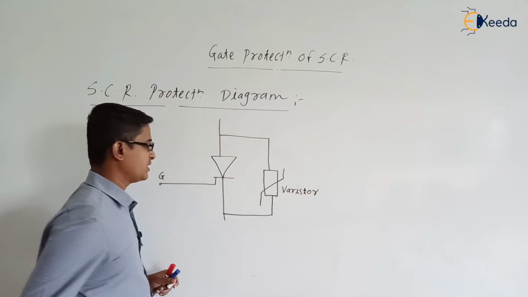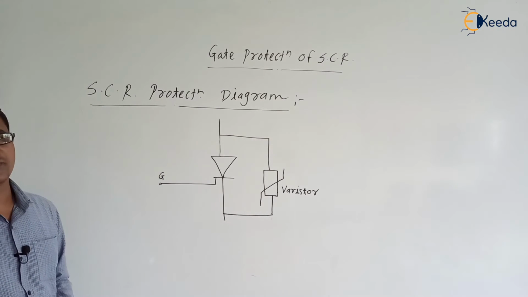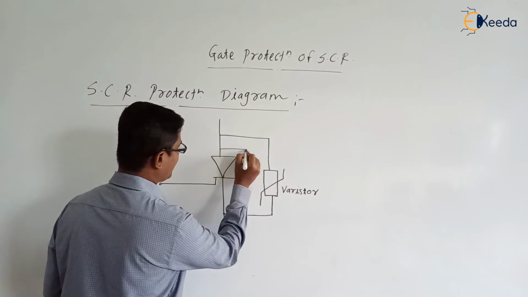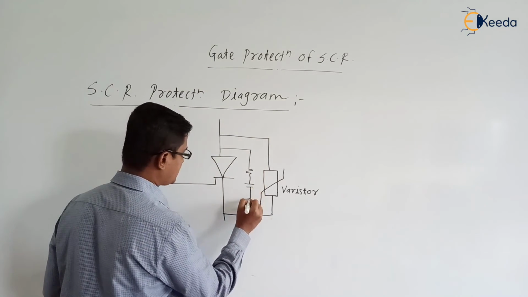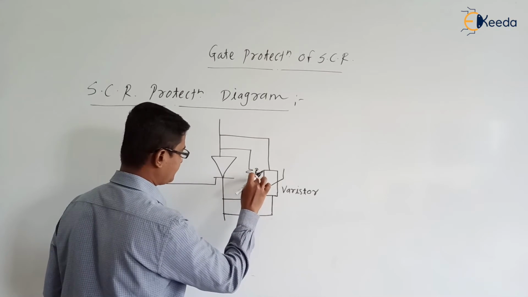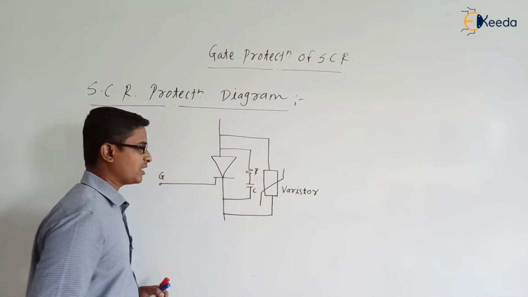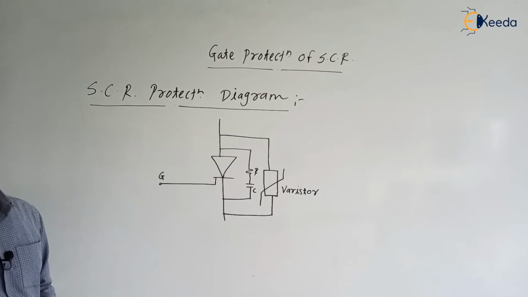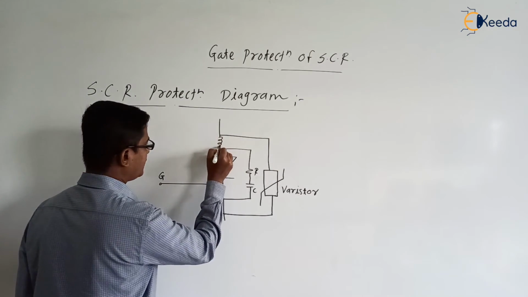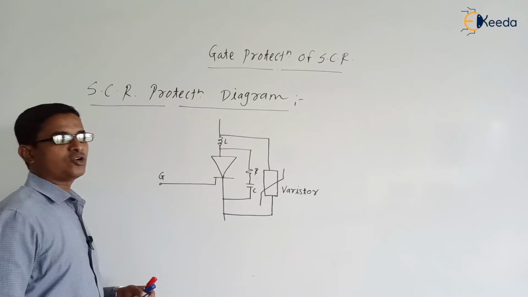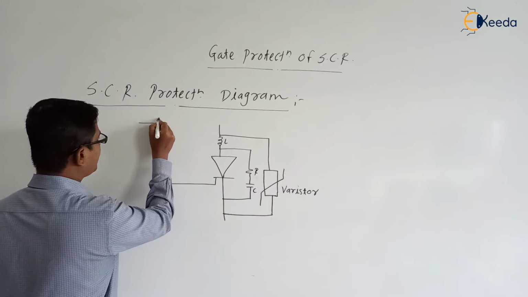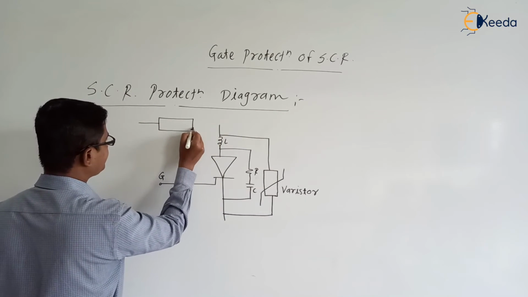Okay, next, in order to protect the SCR against dV by dt, we need to connect the RC snubber circuit, right? So here we can connect the RC snubber circuit. Next, in order to protect the SCR against di by dt, we need to connect the inductor. Suppose here we are connecting the inductor L. In order to protect the SCR against overcurrent, we need to connect the fast acting current limiting fuse, FACLF.